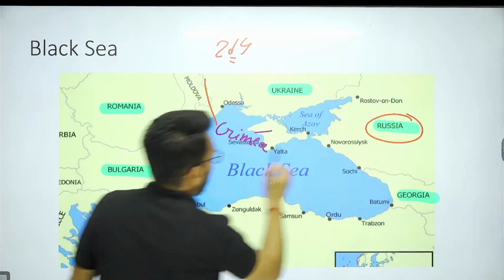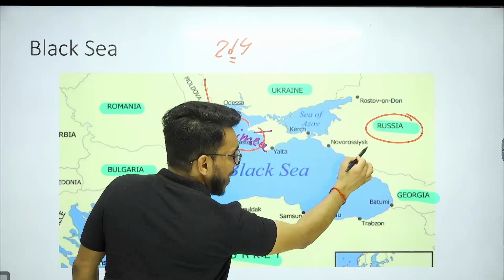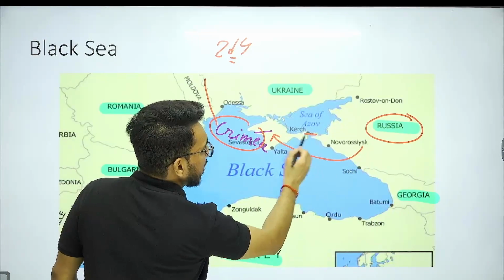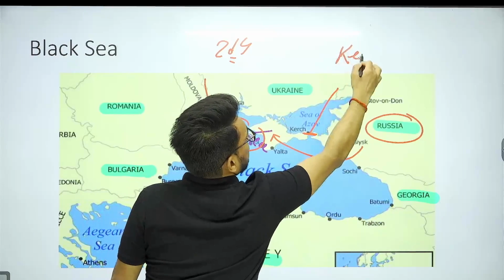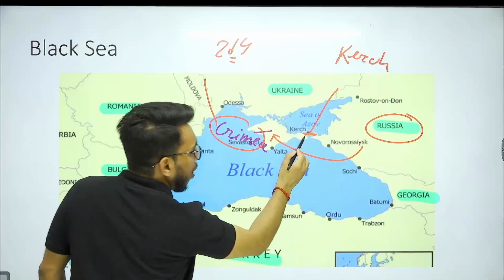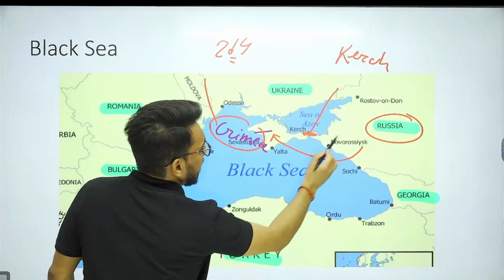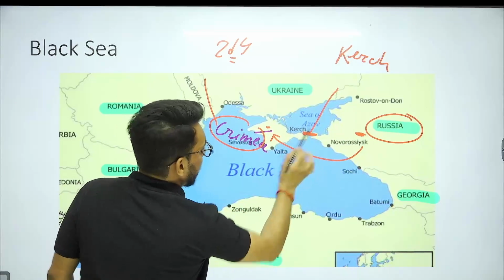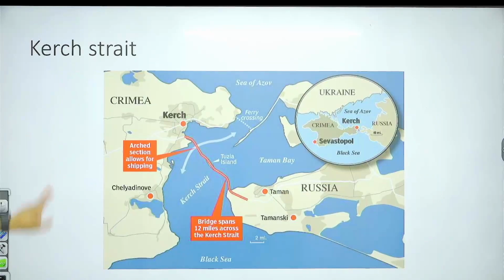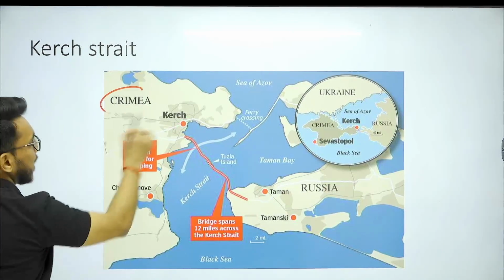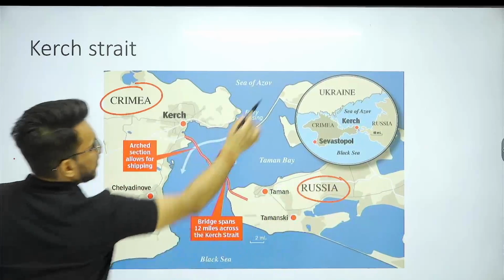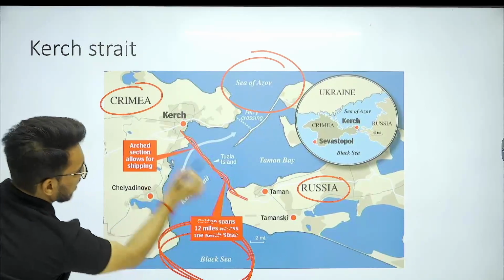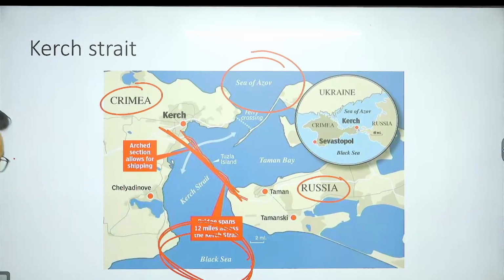Now, this is Russia and this is Crimea. If from mainland Russia you want to go to Crimea, you have to cross this particular Kerch Strait. And also a flyover, a bridge has been constructed which connects mainland Russia and Crimea through this Kerch Strait. So Kerch is an important location. Fine. So Crimea, mainland Russia, Sea of Azov, Black Sea. And in between we have this Kerch Strait.